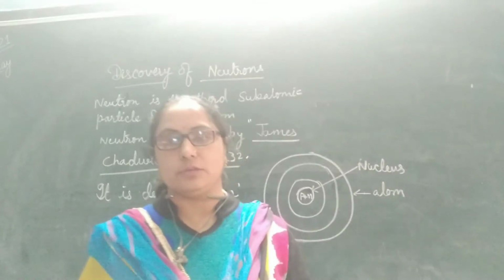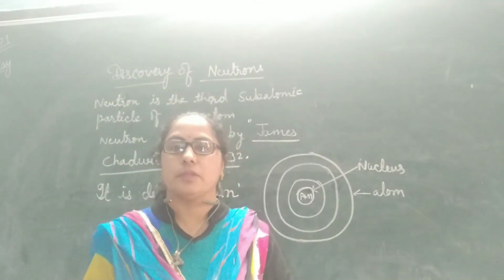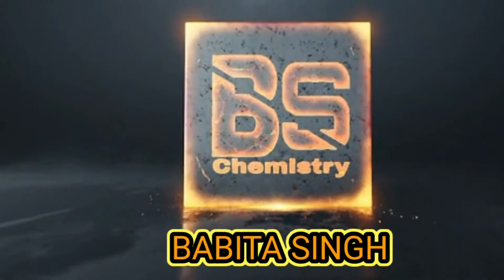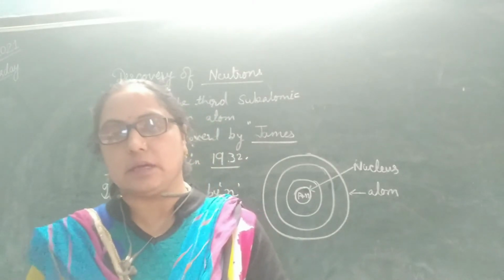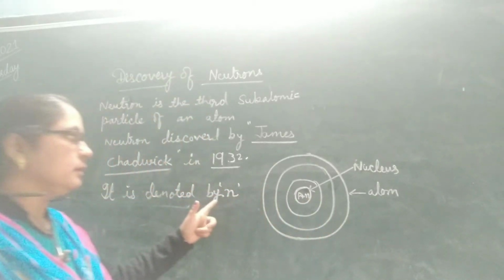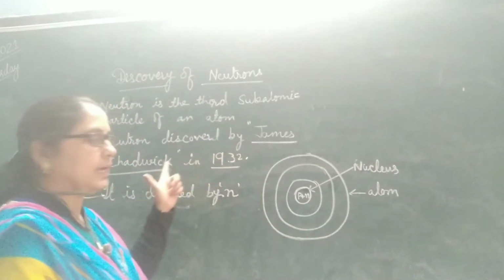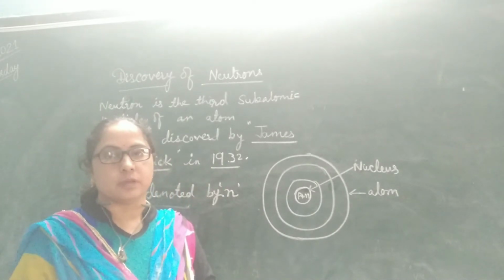Good morning, class 9. Today we will discuss the third subatomic particle, the neutron. Before that, we have discussed the electron and proton. The neutron was discovered by the scientist James Chadwick in 1932.